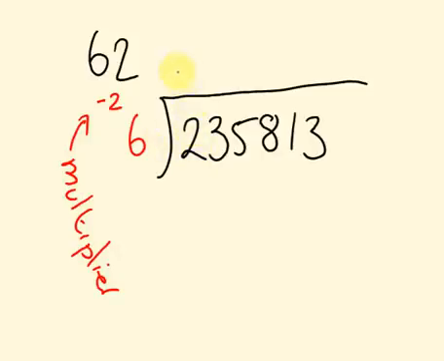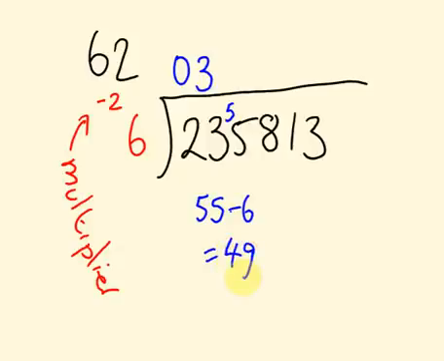6 goes into 2? Well, it doesn't go into 2. 6 goes into 23 3 times, and it has a leftover of 5. It has a 5 remainder. So we're going to get 55 here, and what we're going to do is 3 times -2 is -6. So 55 minus 6 equals 49. So 49 divided by 6 equals 8, with a remainder of 1.